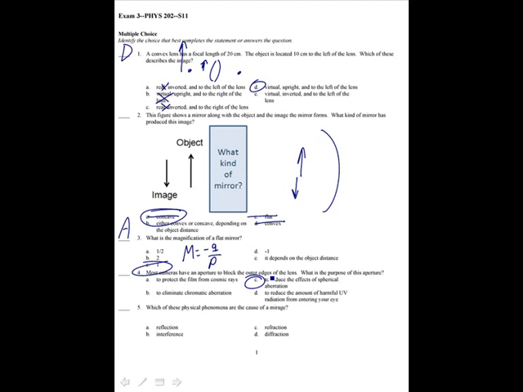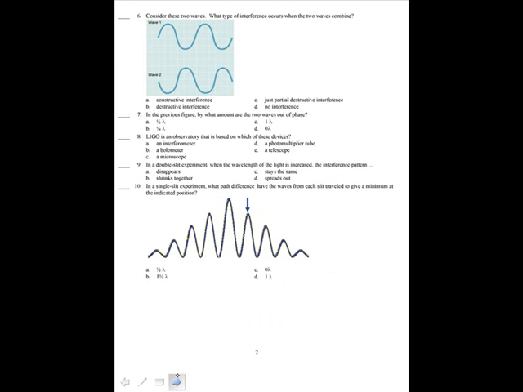Which of these physical phenomena are the cause of a mirage? That is refraction. All right, it looks like a reflection, but really it's the refraction of light through the heated air that comes up from the ground. Consider these two waves. What type of interference when they combine? Well, you're adding peaks to trough, so that's destructive interference.